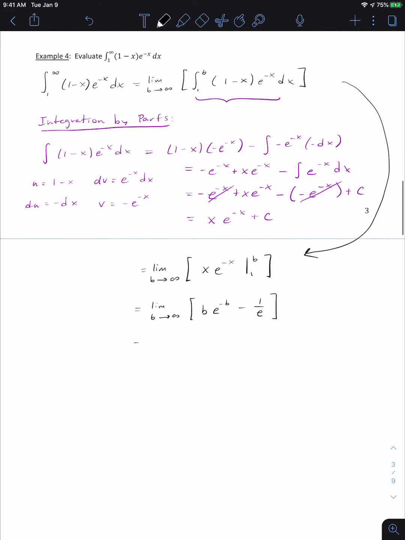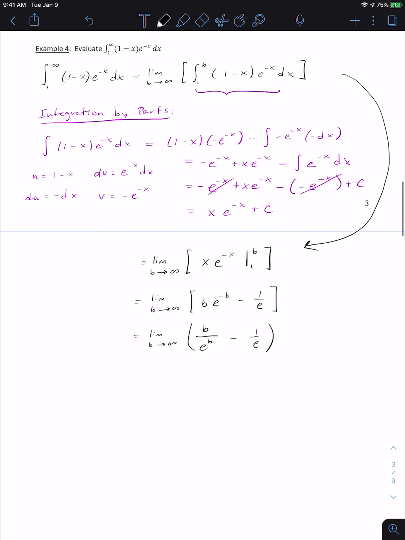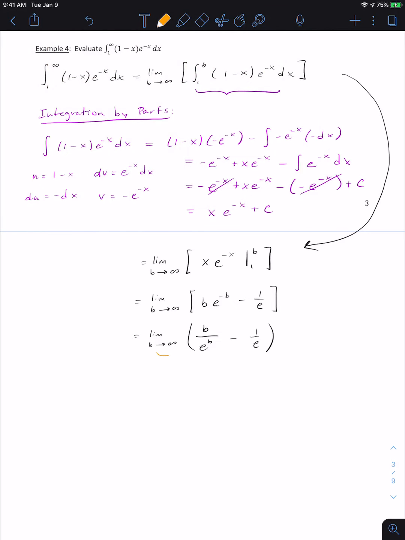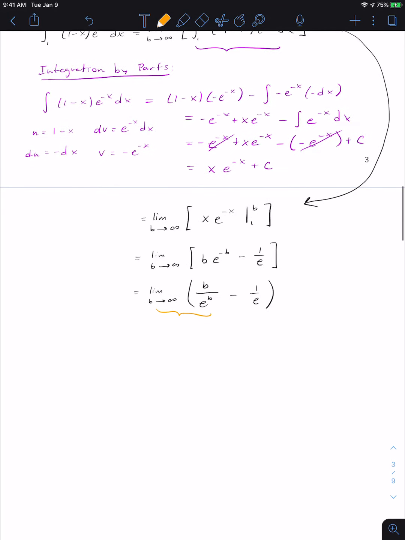All right. So let's rewrite this just so we're on the same page here. I get b over e to the b minus 1 over e. Okay, so now, as another side note, we need to evaluate this limit. So I need to evaluate the limit as b goes to infinity of b over e to the b. I'm kind of doing it off to the side here.